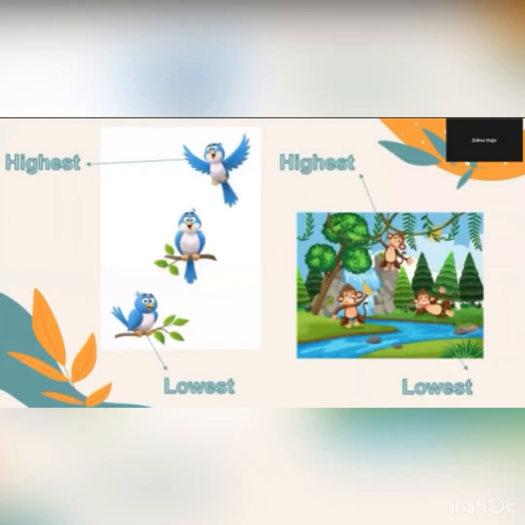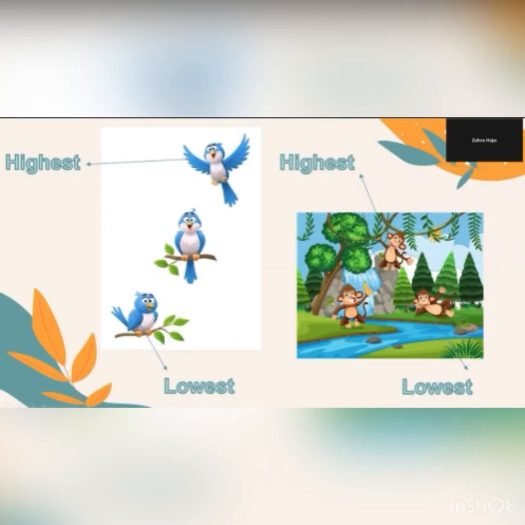Look at the screen, please. This is the highest bird. The highest bird is the bird that flies the highest in the sky. While this is the lowest bird. The lowest bird is the bird that flies closest to the branch. So this is the highest bird and this is the lowest bird.